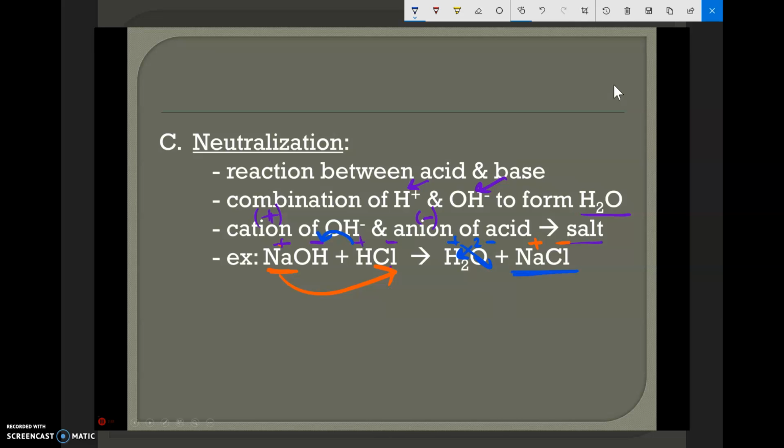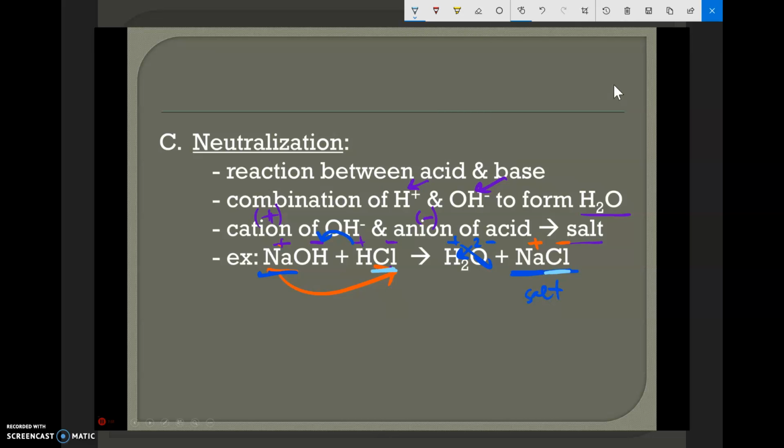So this right here is a salt, and we know it's a salt, but there's other salts that aren't necessarily sodium chloride that are salts, and that's because the sodium came from the base, and the chlorine came from the acid.